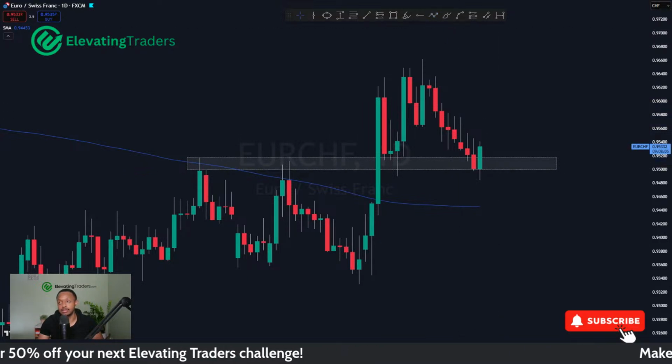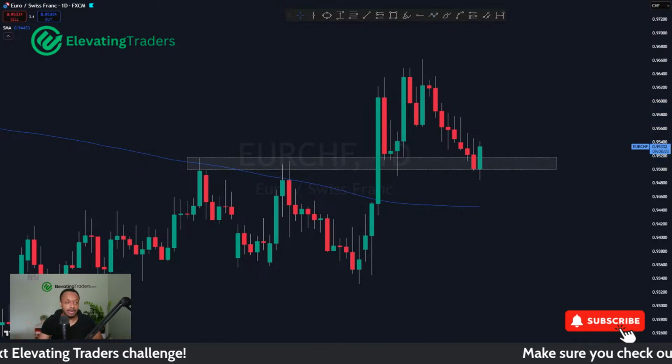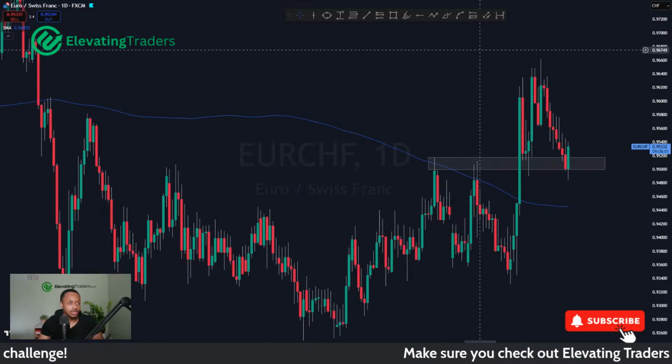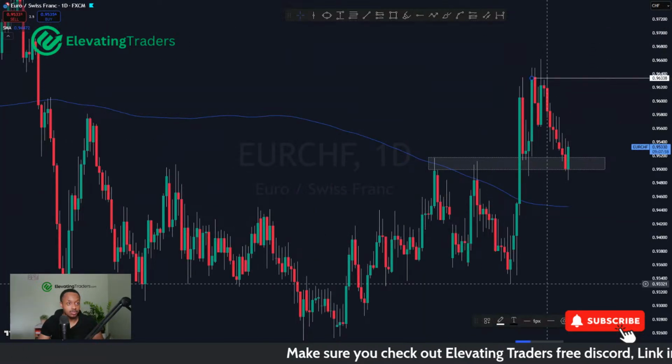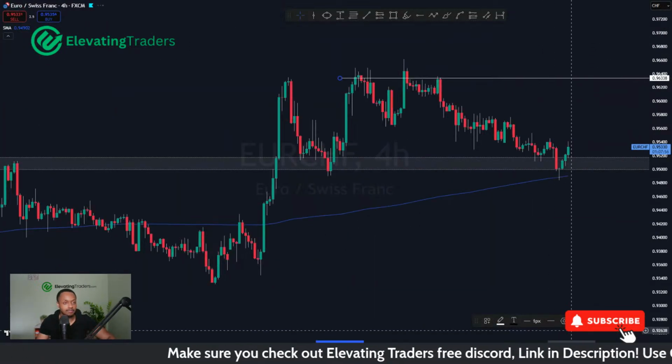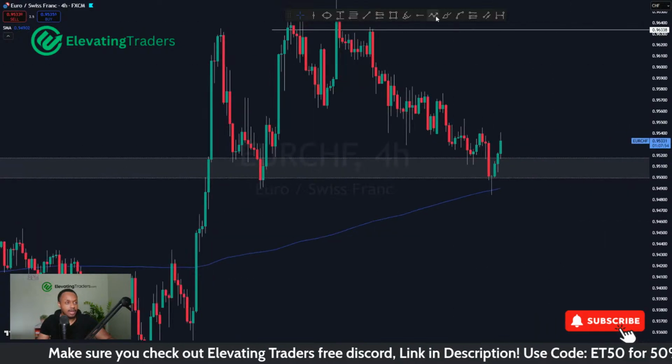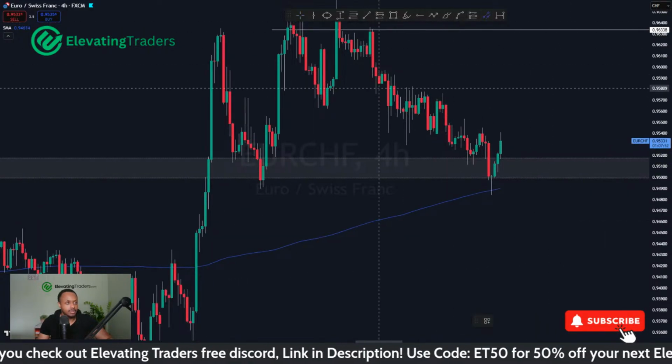I'm probably going to get at least 2 or 3 bullish days there for Euro Swiss, maybe even a push back to the high as well. Things look really, really nice. But yeah, very corrective behavior here on the way down.